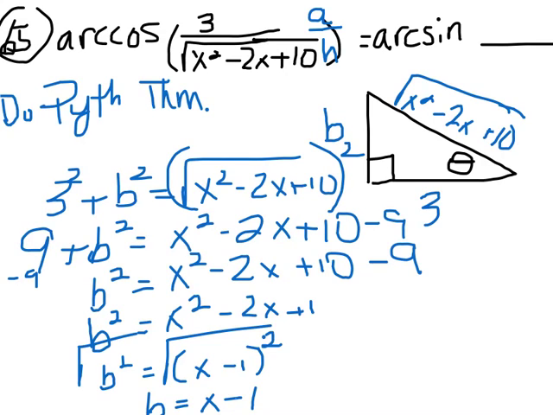Let me go label it in red or something. This is now x minus 1. So now if I want to find the sine, opposite is x minus 1 over the square root, over the craziness.